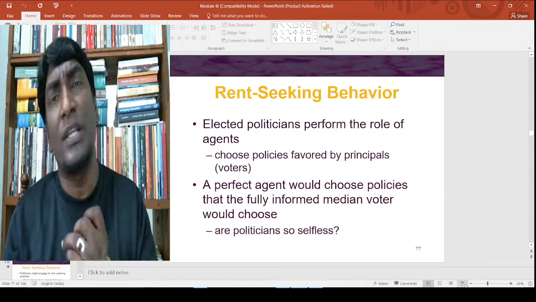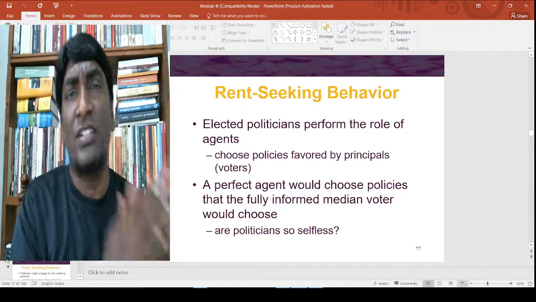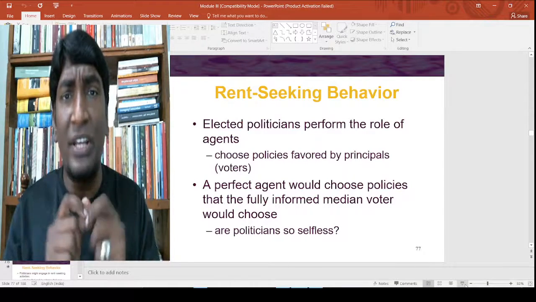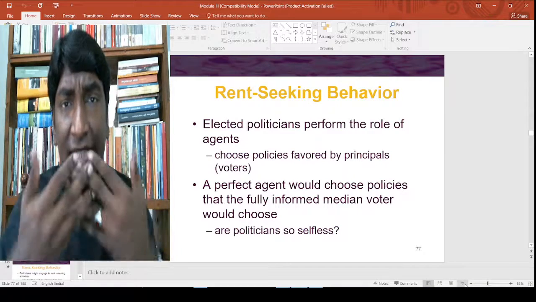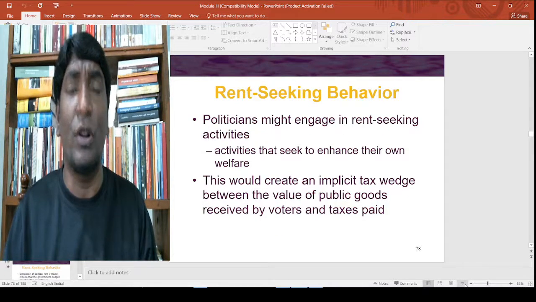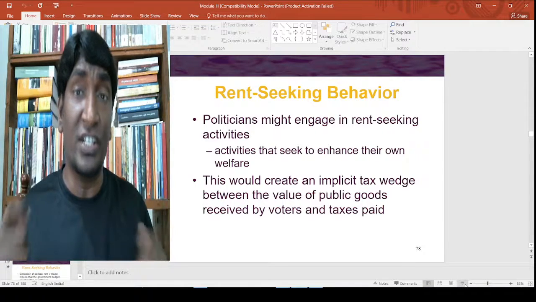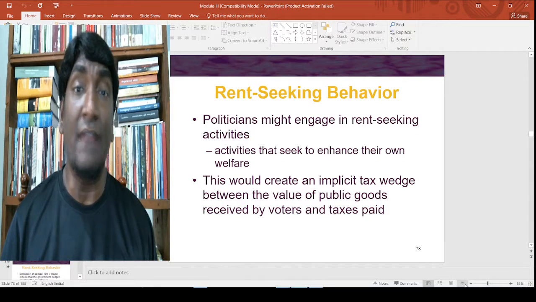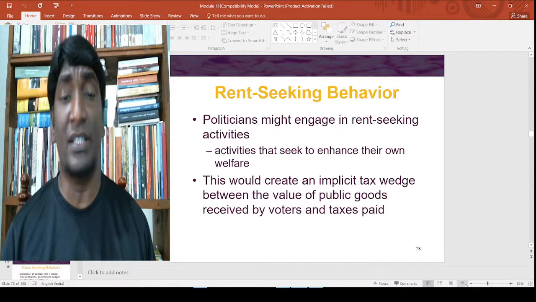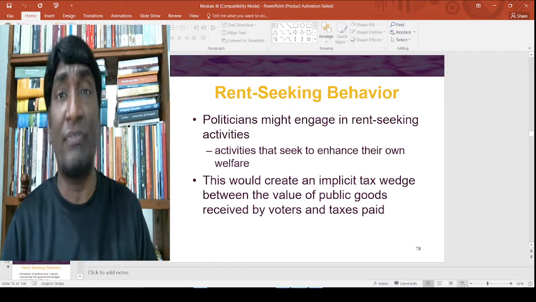And simply blaming it in the name of rent seeking is not actually the case. But now our point is to discuss this aspect from an economic perspective, the rent-seeking behavior of an individual. Now there comes a very relevant question: whether politicians are actually selfless or not. Politicians might engage in rent-seeking activities that seek to enhance their own welfare.